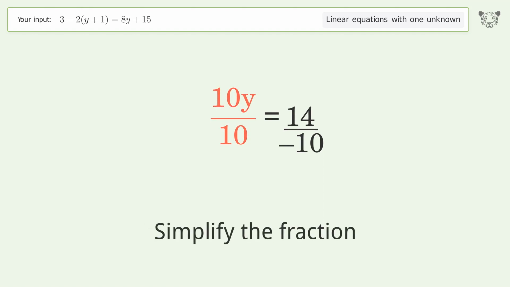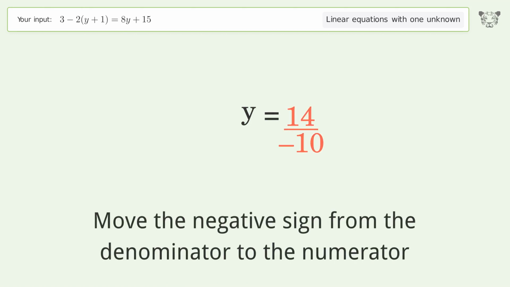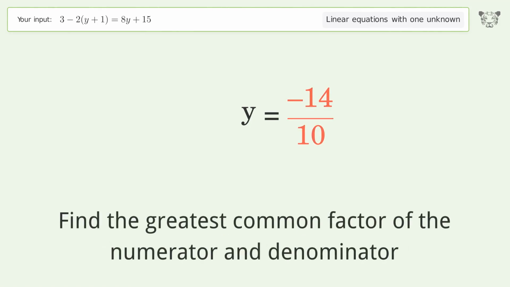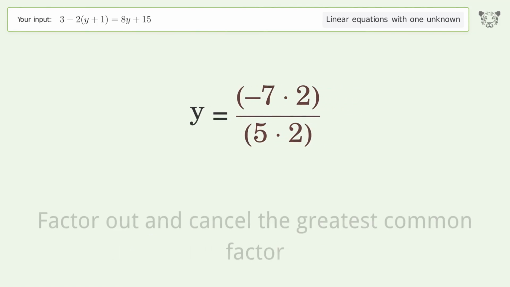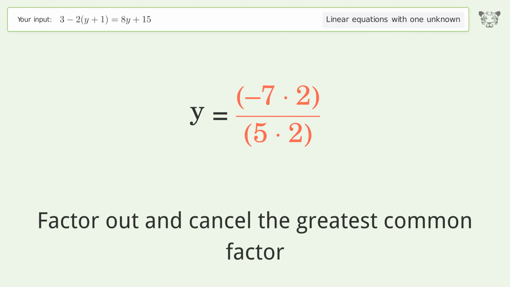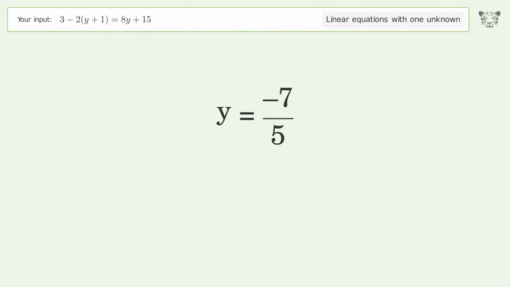Simplify the fraction. Move the negative sign from the denominator to the numerator. Find the greatest common factor of the numerator and denominator. Factor out and cancel the greatest common factor. And so the final result is y equals -7/5.